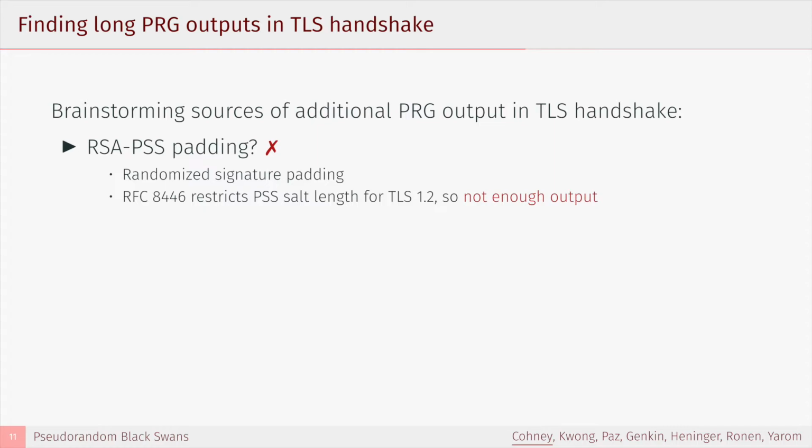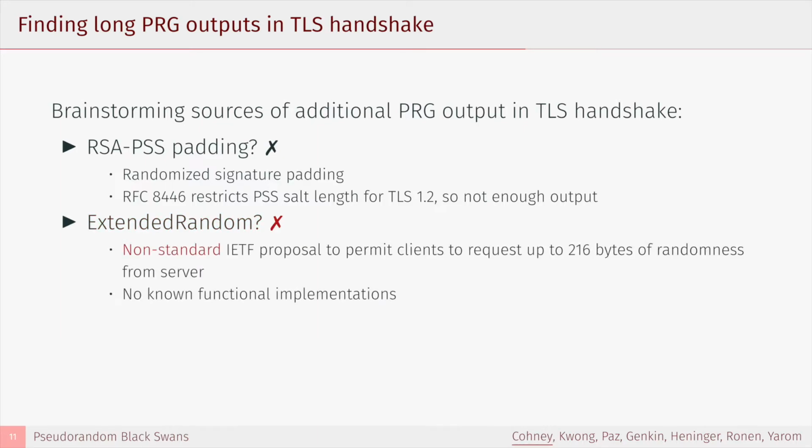What about extended random? This was a proposed TLS extension that allowed a user to request arbitrary amounts of RNG output. This was great for the Juniper attack, but unfortunately there were no implementations around for us to test. It's also non-standard, which makes it less interesting.